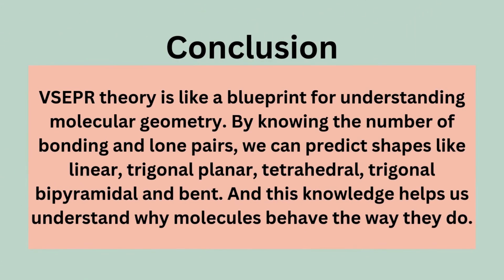To sum up, VSEPR theory is like a blueprint for understanding molecular geometry. By knowing the numbers of bonding and lone pairs, we can predict shapes like linear, trigonal planar, tetrahedral, and bent. And this knowledge helps us understand why molecules behave the way they do.